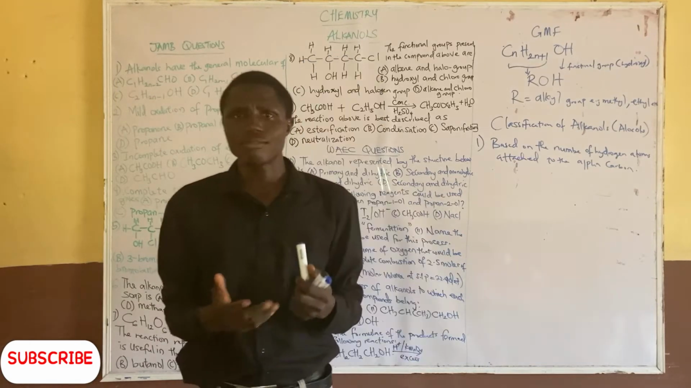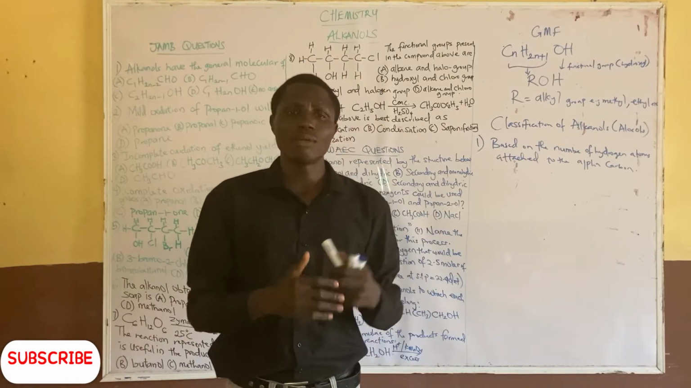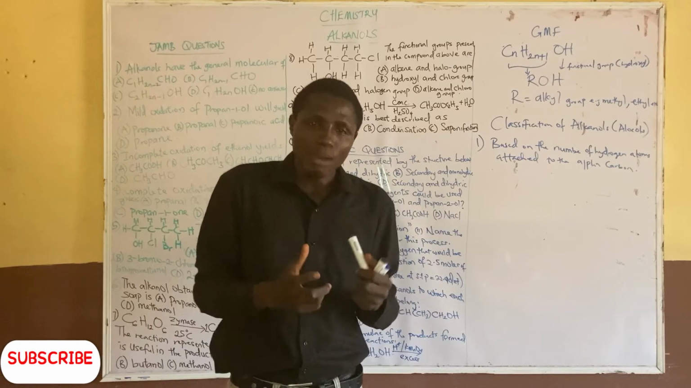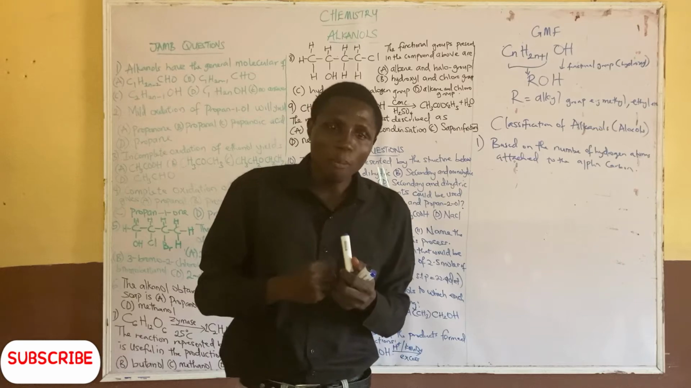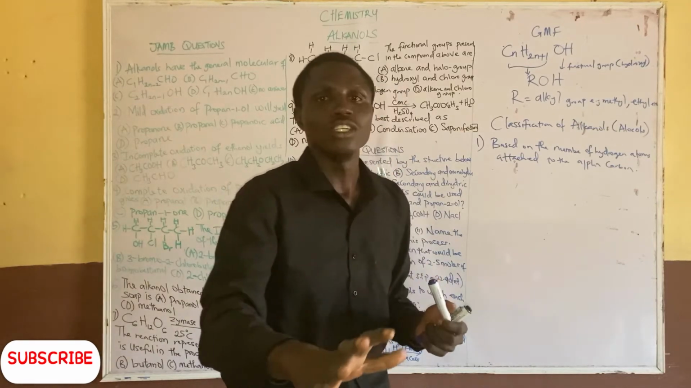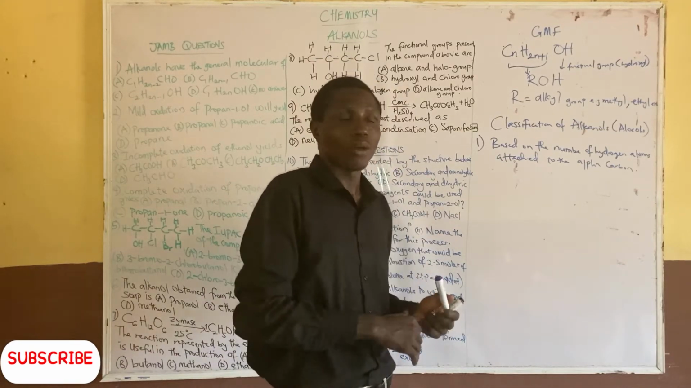When I'm talking about alpha carbon, what do you understand by alpha carbon? Alpha carbon is the carbon that contains the hydroxy group, the carbon that is directly attached to the hydroxy group OH.